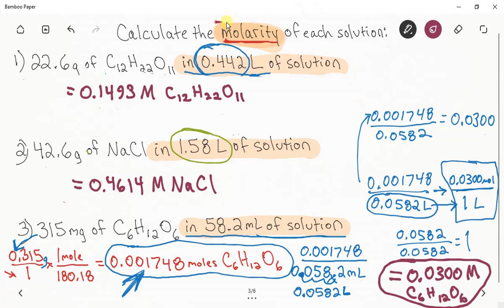The original question was to calculate the molarity of each solution, and that's what we did. So now we have the molarities for each solution because they gave us the amount of water we're putting into it. As long as you know the amount of water you're putting into it, you can figure out the molarity. Now let's go on to the next page.